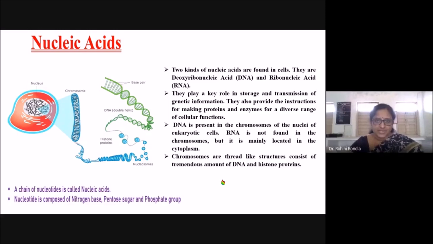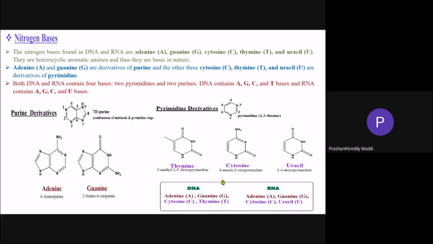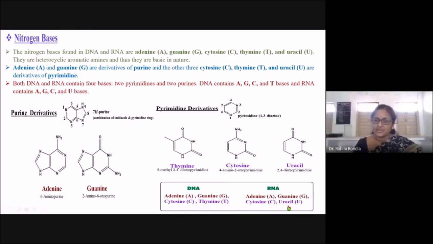How many nitrogen bases are there in RNA? Four. Names? Adenine, guanine, cytosine, uracil. Very good. You have to remember this fourth one.